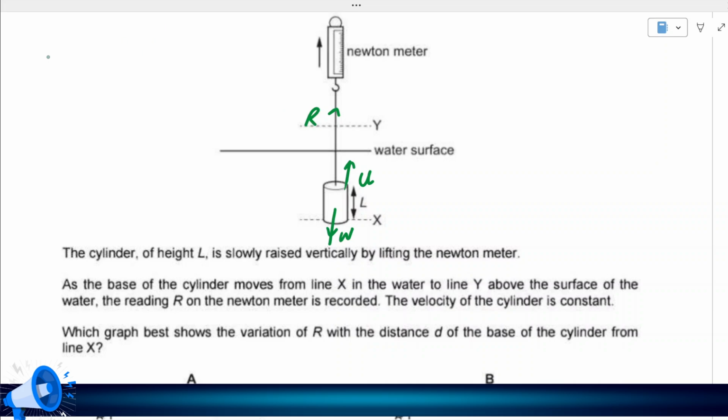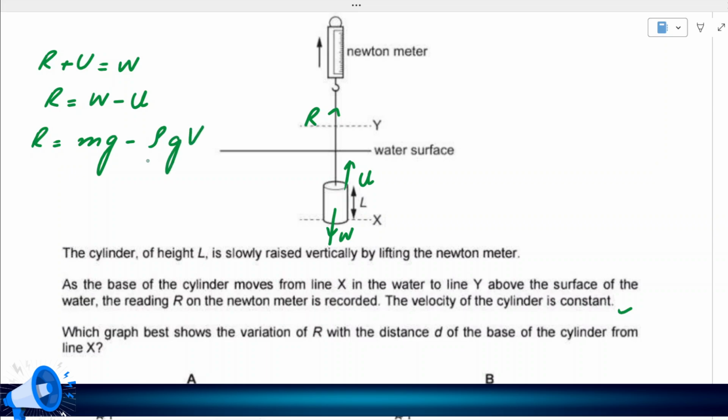So the expression can be written as R plus U equals W if it is moving with a constant speed. If it's in equilibrium, then the sum of the upward forces equals the sum of downward forces. Then we can say R equals W minus upthrust, and I can also say R equals weight mg minus upthrust, which is rho g V, density of fluid, volume of the object.